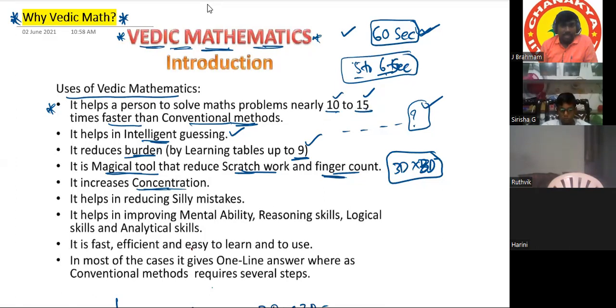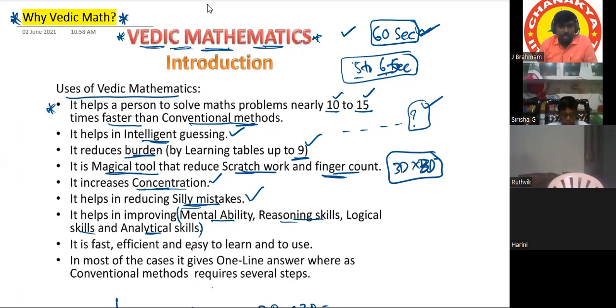Okay. Next, it helps in reducing silly mistakes. So we are using our brain and our concentration is increasing, which means automatically our mistakes will be reduced. And next, it helps in improving mental ability, reasoning skills, logical skills, and analytical skills also. So this is what we need for our entrance and competitive exams. Mental ability, reasoning skills, logical skills are required. All these things can be improved using these Vedic techniques, along with mathematics.